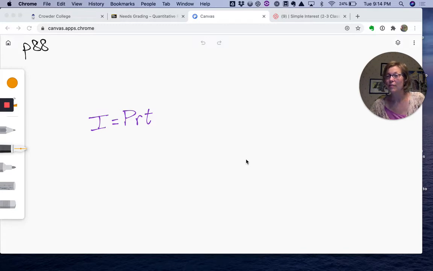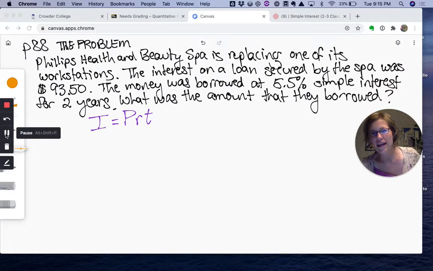It's like a puzzle. If you have all the pieces but one, if you plug everything in, you're able to find what shape that last piece is. So let's look at page 88 and we'll practice doing that. Take a moment and consider the situation.